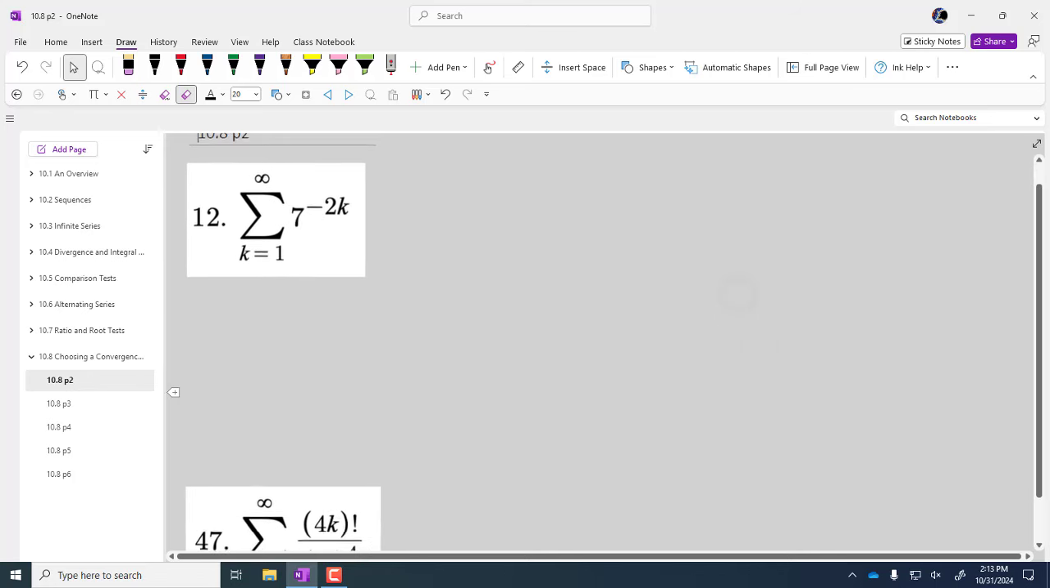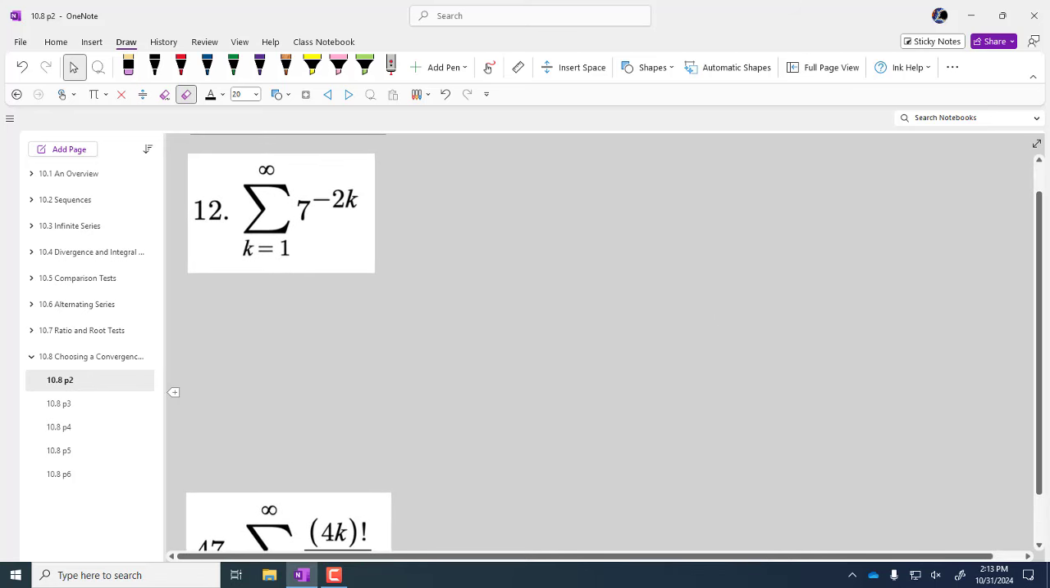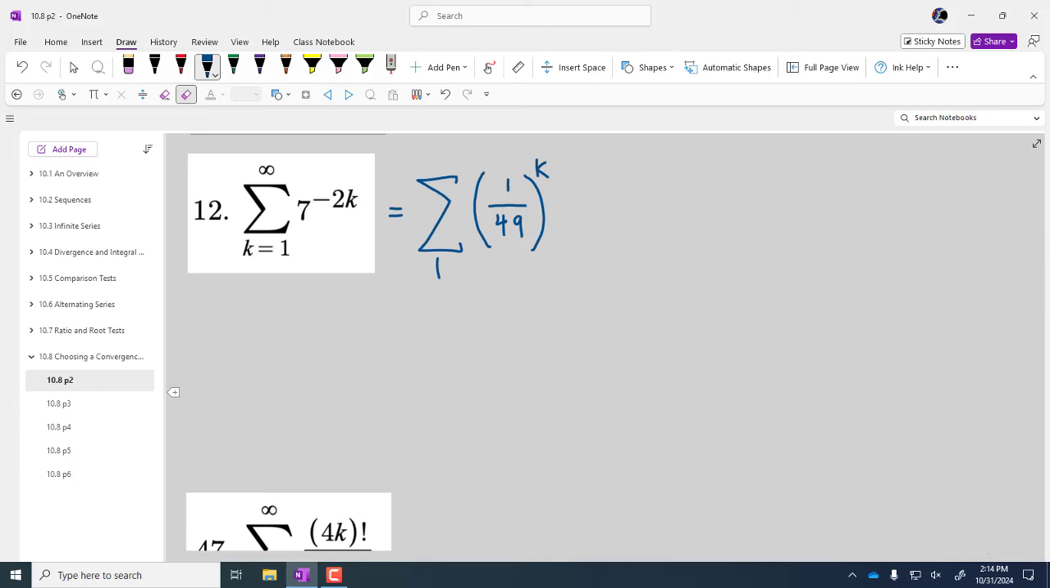So there's our first one. What kind of series is that? That is a geometric series. Geometric series is exponential, right? The k is in the exponent position. Now this is not written in standard geometric form, so we are going to want to rewrite this in standard geometric form. This is what that standard geometric form is going to look like. We're going to activate the negative 2, so that's going to be 1 over 49 to the k. So that is the standard form for that geometric series.